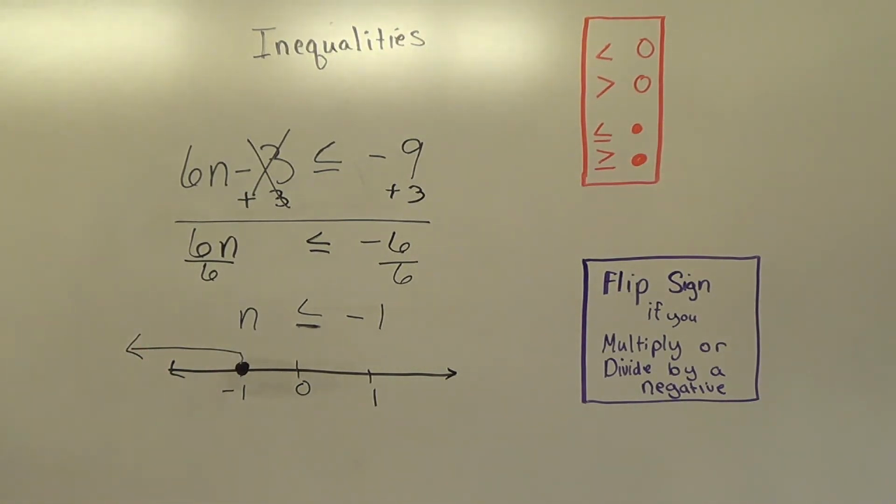Now, what are some numbers that are smaller than -1? Let's pick -5. So if I picked -5 for n is less than or equal to -1, is -5 less than -1? Yes, that's true. So we solved our equation correctly. All right, let's try another one.